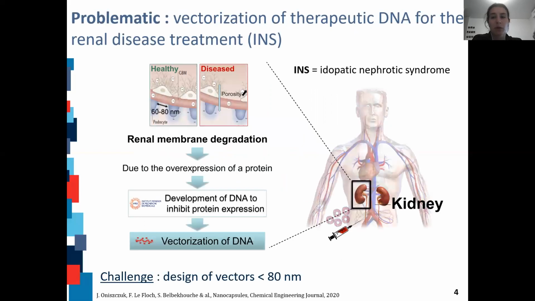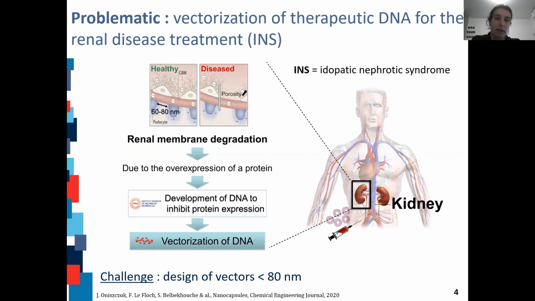The topic we focus on is the vectorization of therapeutic DNA that has to be delivered in the kidney cell in order to treat idiopathic nephrotic syndrome. This syndrome is a degradation of the renal membrane, and it was identified that it was due to the overexpression of a protein called SEMI. And in collaboration with a researcher in medicine, they developed a therapeutic DNA that is able to inhibit the expression of this protein. And our job as chemists is to vectorize this DNA through nanovectors.